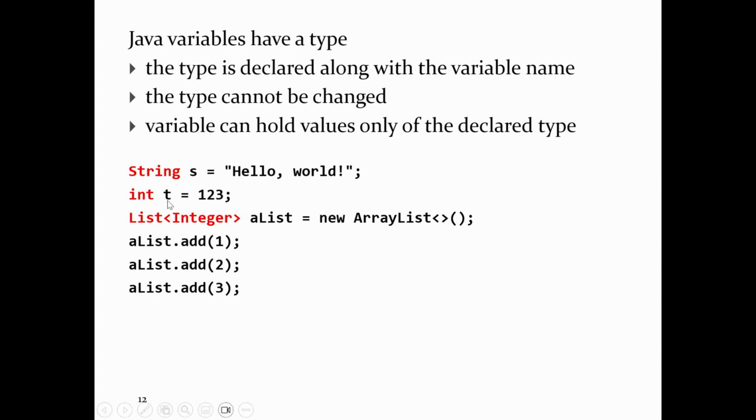So I have to create a different variable now. So it has to have a different name. So I can make a variable t to hold the number 123, and I have to tell Java that the type of t is int. So the variable t can hold values whose types are ints.